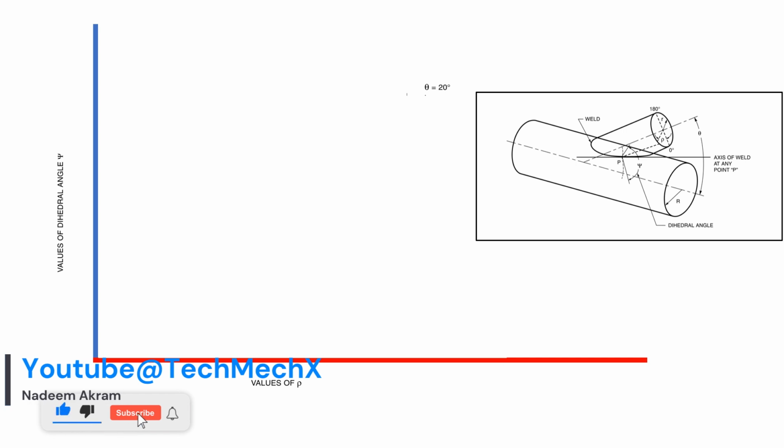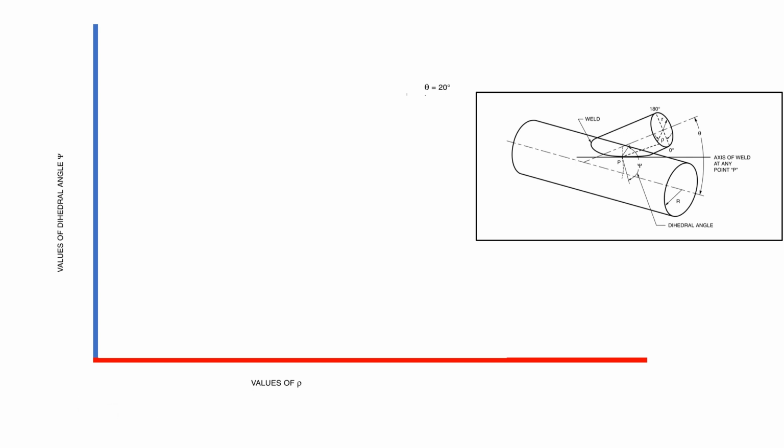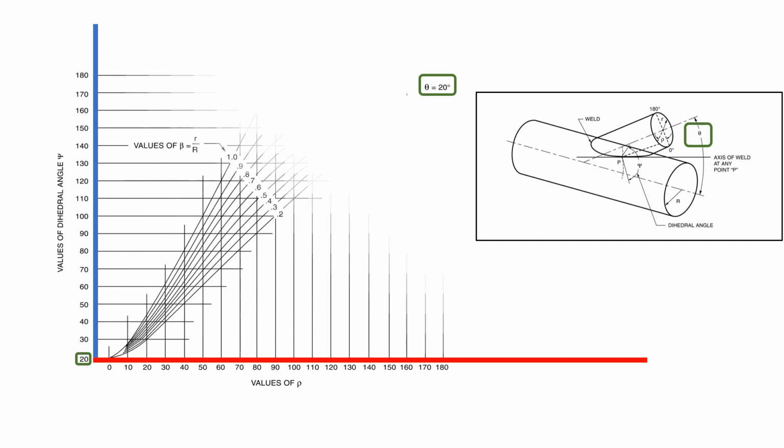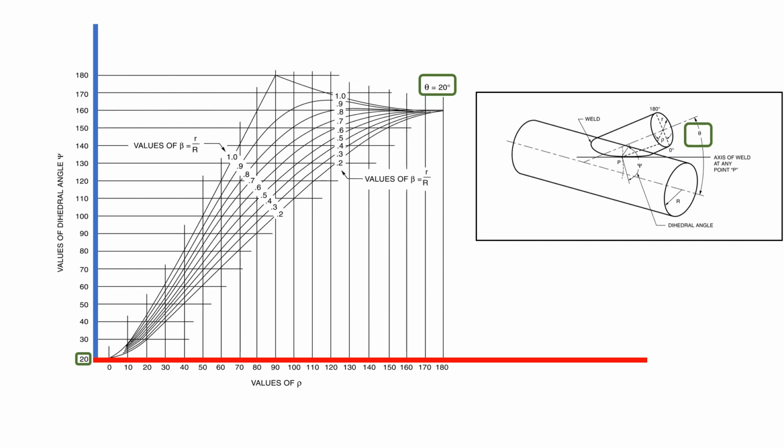Let's create a graph to understand the correlation between the stub radius, chord radius and the resulting local dihedral angle. The red horizontal line represents the brace radius and the blue vertical line represents the local dihedral angle. Both lines should be divided equally up to 180 degrees. Since the brace angle is 20 degrees, the starting local dihedral angle from the heel area will be 20 degrees. There are multiple curves with function values from 0.2 to 1 on the graph. Each curve is based on the value of a function beta, determined by the ratio of stub and chord radius.